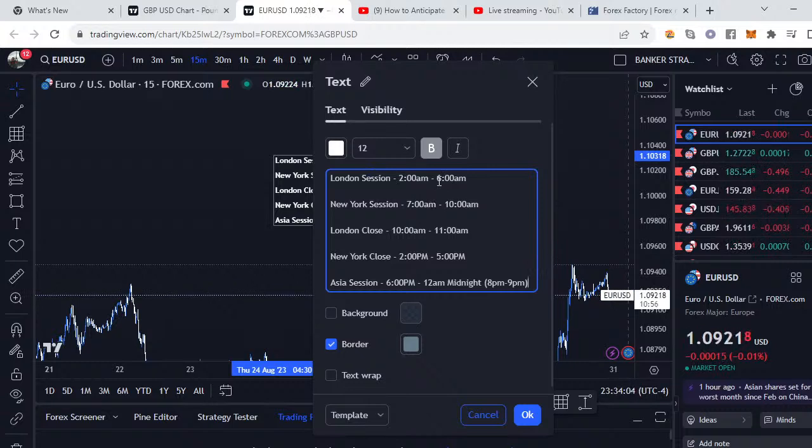You could see crazy movement happen between 2 and 6 in the morning. And the same thing with New York. In New York, you can see a lot of movement between 7 and 8, but usually between 8 and 10, you will see a lot of movement. Okay? All right.